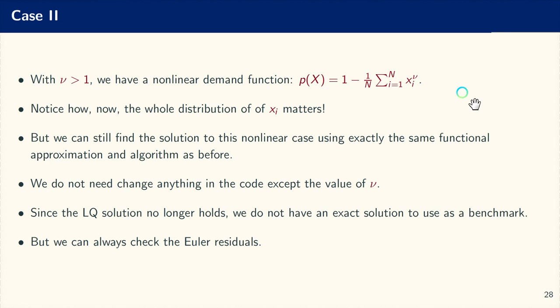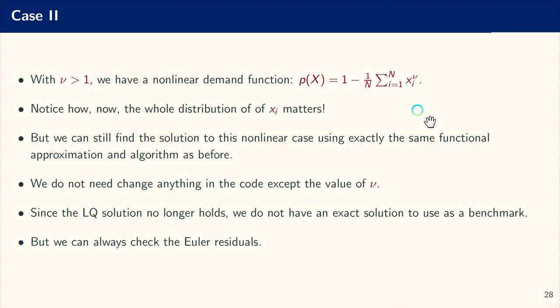And now, armed with these results, I can go and compute the case where nu is larger than 1. This is the situation where, as before, I have a non-linear demand function, which means that the whole distribution of x's matters. And this is a solution where the linear quadratic approximation does not work any longer. The great thing about our neural network is I don't need to do anything. I just go to my Python code, I open it, and where nu says 1, I put 1.5. So I need to add 2 extra characters, dot and 5. And that's it. I click run, in 90 seconds I have the solution.